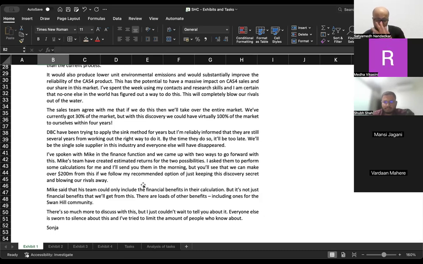Wait. Mike said that his team... Is there something about secrecy in this? Yes, sir. Yes, he has recommended to keep this option secret, like the new technology to be secret within the company, so that will fetch us $200 million of cash flow in future, and blow our rivals away. Those are words for effect.